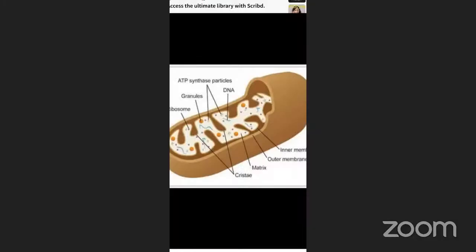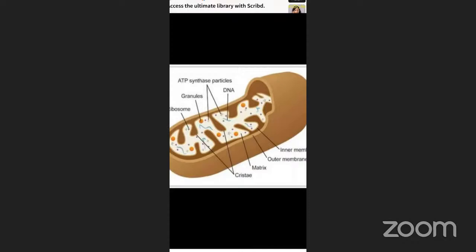So between the two layers, the membrane is called the perimitochondrial space, and the cristae along with the inner membrane, regularly spaced stalked particles are known as the oxysomes or F1 particles.